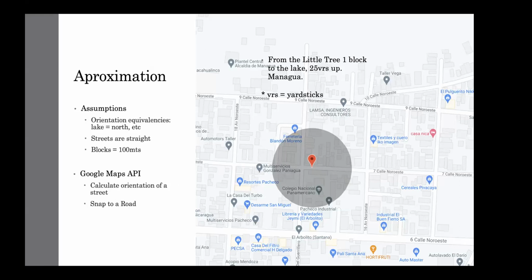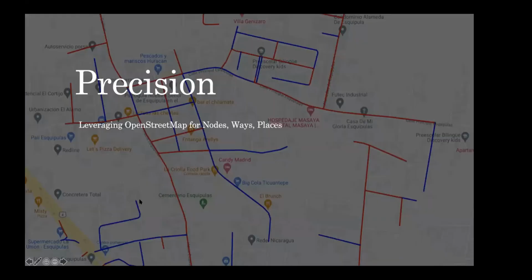And in the future is the use of OpenStreetMap, leveraging all of the information there, the nodes, the ways, the places, that will allow us to not have some assumptions like I mentioned about blocks probably not being exactly 100 meters. In the very near future, I hope to start working with OpenStreetMap data.